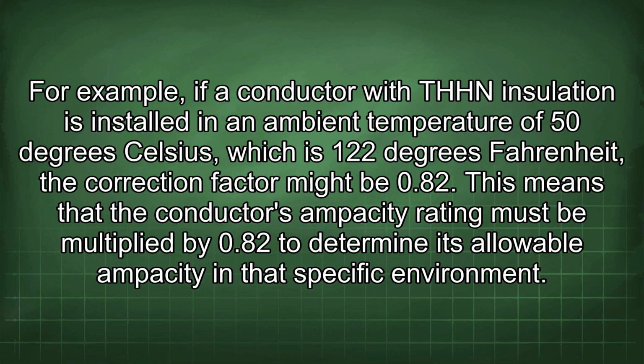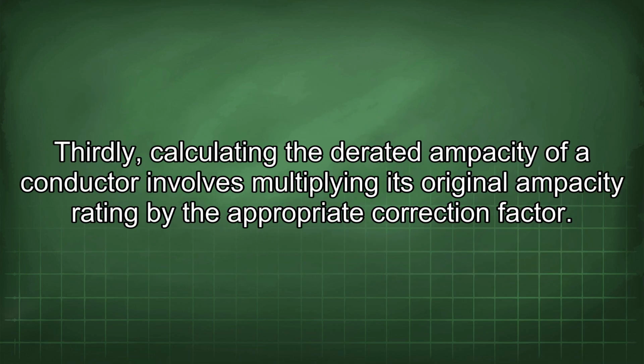For example, if a conductor with THHN insulation is installed in an ambient temperature of 50 degrees Celsius, which is 122 degrees Fahrenheit, the correction factor might be 0.82. This means that the conductor's ampacity rating must be multiplied by 0.82 to determine its allowable ampacity in its specific environment. Thirdly, calculating the derated ampacity of a conductor involves multiplying its original ampacity rating by the appropriate correction factor.